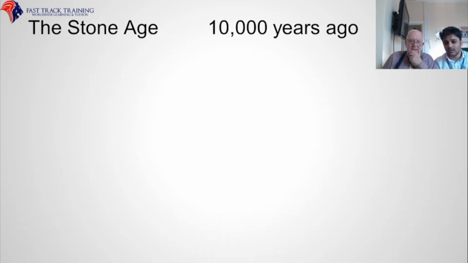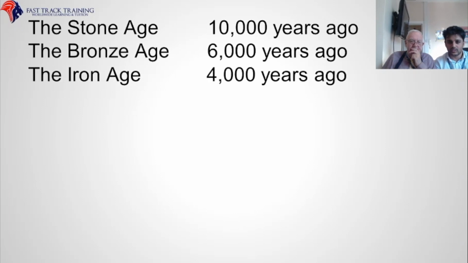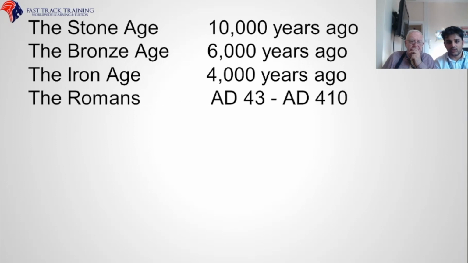Very good. So 10,000 years ago we had the Stone Age. 6,000 years ago we had the Bronze Age. 4,000 years ago we had the Iron Age. The Romans were between 43 AD and 410 AD, and AD stands for Anno Domini, Latin for the year of our Lord, Jesus Christ. BC stands for before Christ, and AD stands for Anno Domini, after Christ.